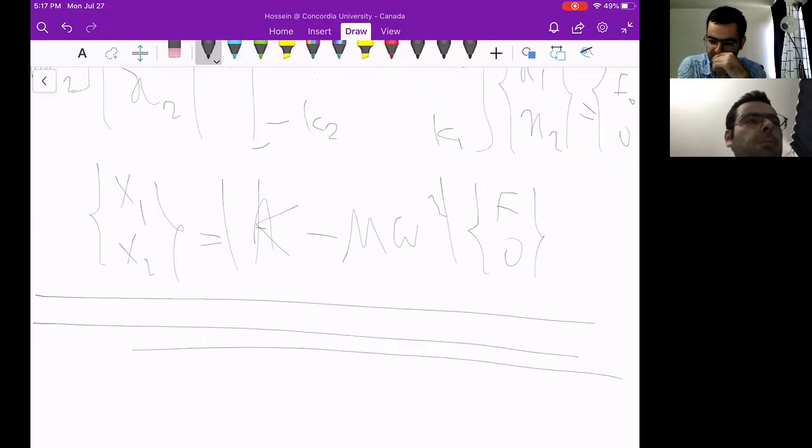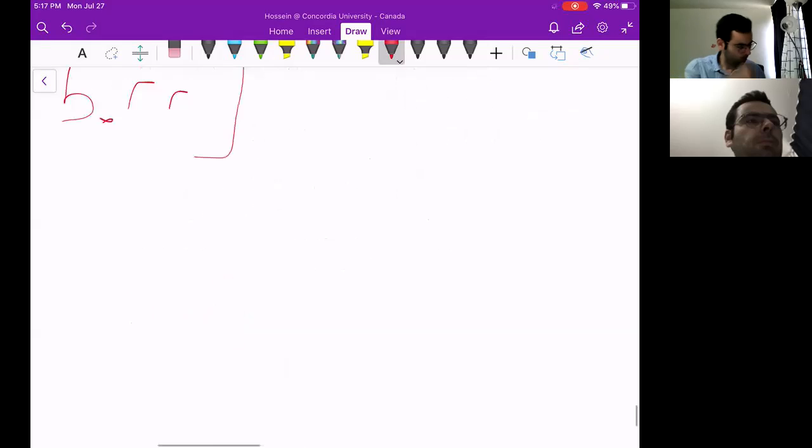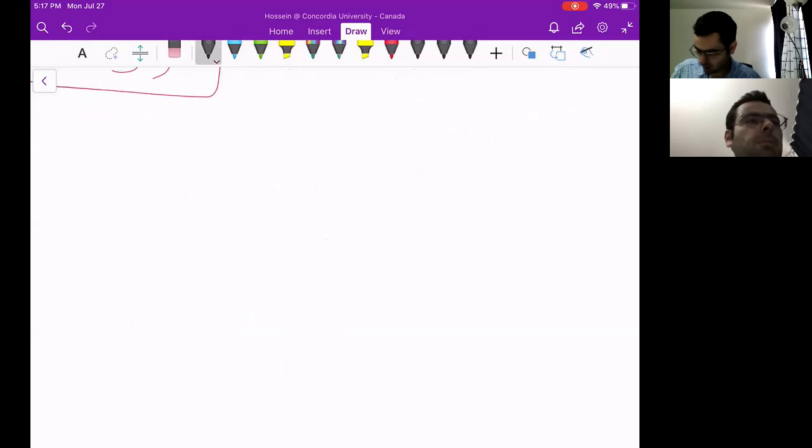The next problem would be 5.55. So in 5.55, the two uniform rigid bars. So there are basically two uniform rigid bars like this.